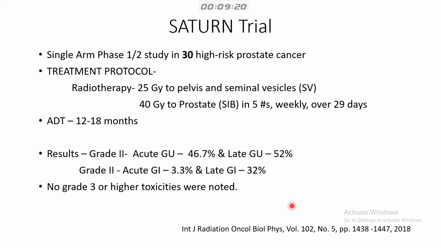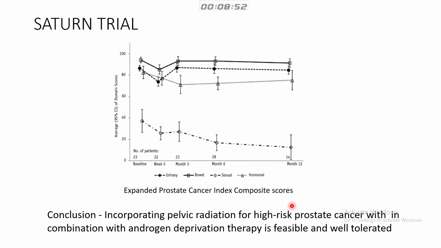As we can see from the toxicity results, the grade 2 GU toxicity was around 46%, and late GU toxicity was around 52%. Coming to the GI toxicity, which was very limited at around 3.3%, for late GI toxicity the patients complained of around 32%. But the point to note is that no grade 3 toxicity was seen in this SATURN trial.